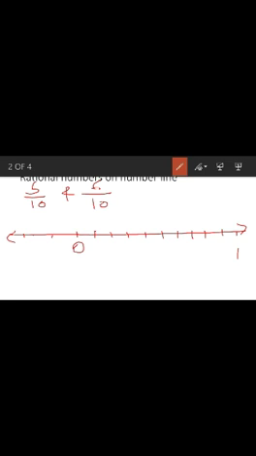Now what we need to write down? We need to write down 5 upon 10. Where will 5 upon 10 come? That is 1, 2, 3, 4 and 5. Here will come 5 upon 10. This is the 5 upon 10.